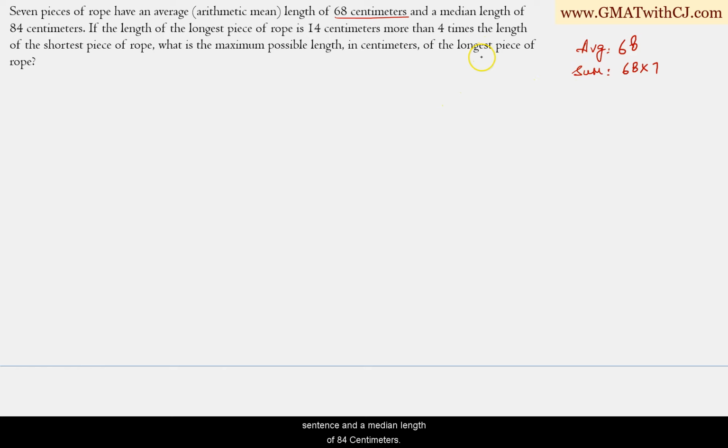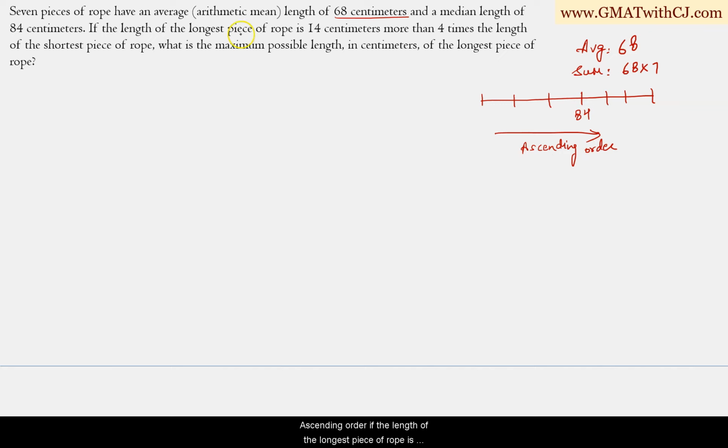And a median length of 84 centimeters. The median length is the middle value, so the middle value is 84. Okay, let's try to visualize this. There are 7 elements, and we are given that the middle element is 84. This is in increasing, ascending order.